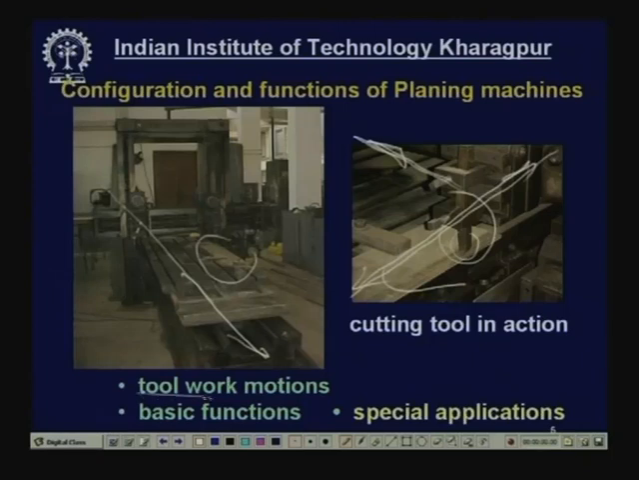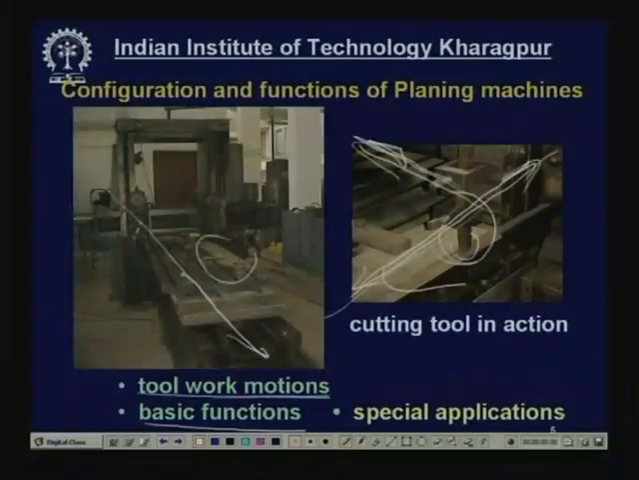So, about the tool work motions, I explained that the work reciprocates giving the fast cutting motion, and the cutting tool moves slowly in the transverse direction giving the feed motion. The basic function is again very similar to that of the shaping machine, that is production of flat surfaces in a horizontal plane, in a vertical plane and in an inclined plane, and a little bit from the side also. Besides that, some special applications are also there, which will be told at the appropriate time.